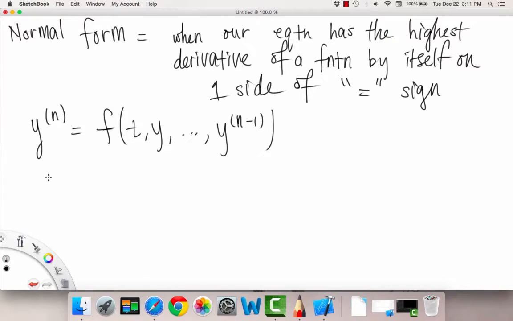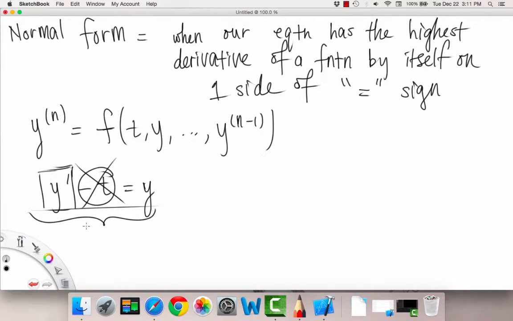Anyway, an example of this would be y prime minus t is equal to y. So we look for our highest derivative that occurs in the equation, and the highest derivative is the first derivative of y, right? Then we have to decide, is it by itself on that side of the equal sign? And the answer here is no, because we have this minus t sitting there. So we don't want that. This is not in normal form.